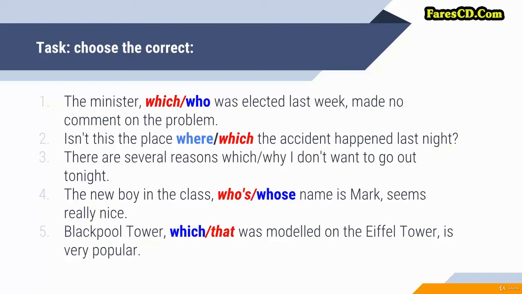The new boy in the class, pay attention to these two words, and if you have forgotten something, now is the moment to revise. So, the new boy in the class, whose name is Mark, whose because you express possession, and you don't need who is, which is given in red here, seems really nice. And number 5, Blackpool Tower, which was modeled on the Eiffel Tower, is very popular.